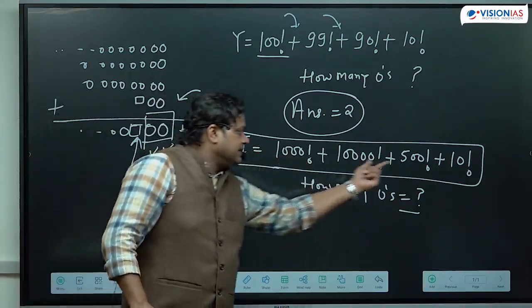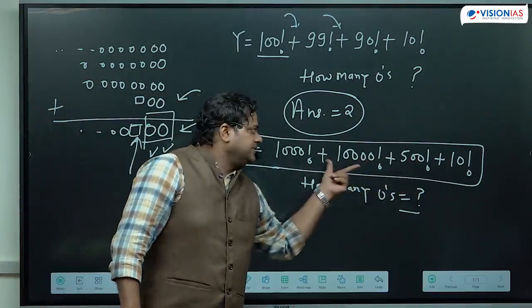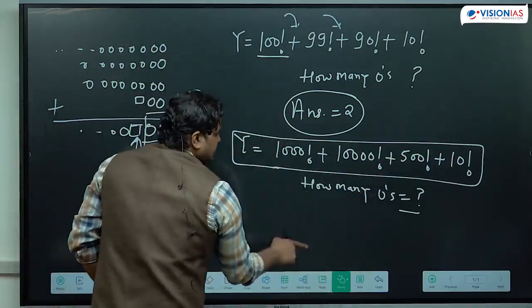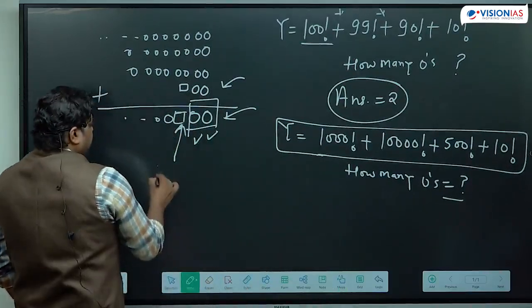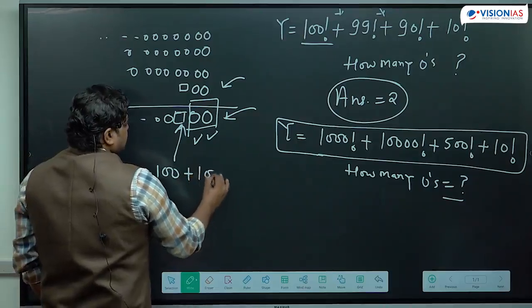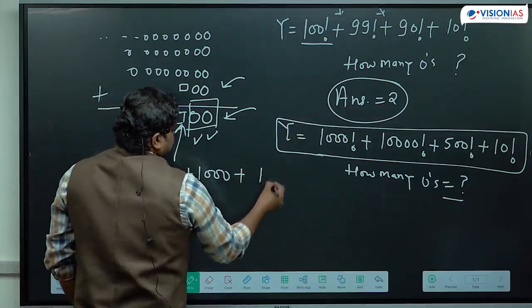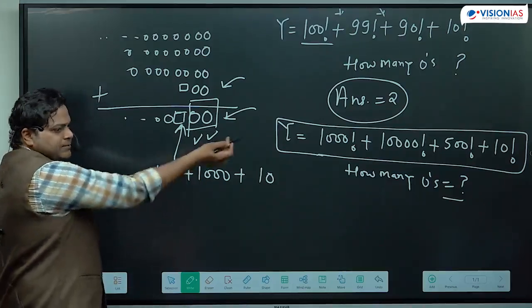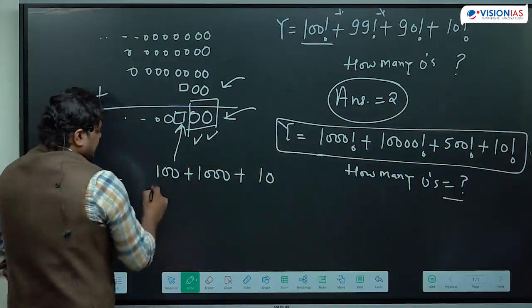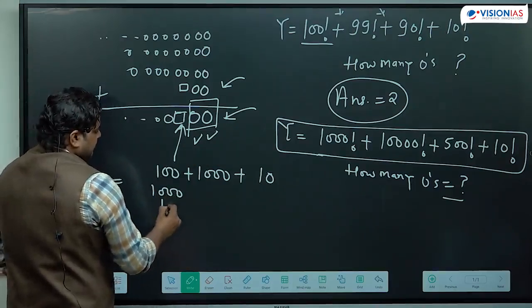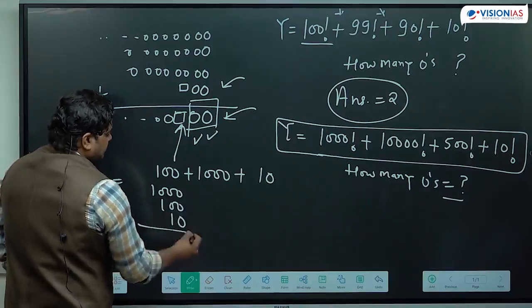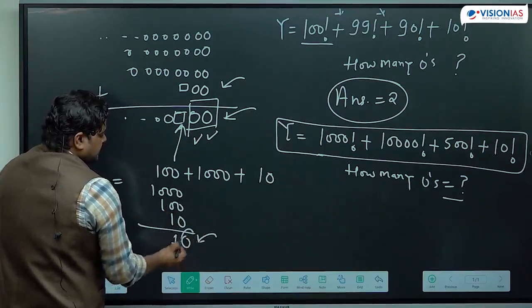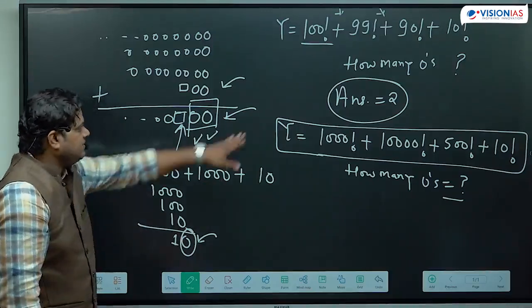What do we have to do? Add. We need to add these terms. First, second, third, fourth. This way only we can add. For example, if I take 100 plus 1000 plus 10, how many zeros are there? Same question. So we can add it like this. 1000, then we have 100, then 10. 0 here, 1. So at the last, how many zeros are there? Just 1 zero. The same thing we are applying here also.